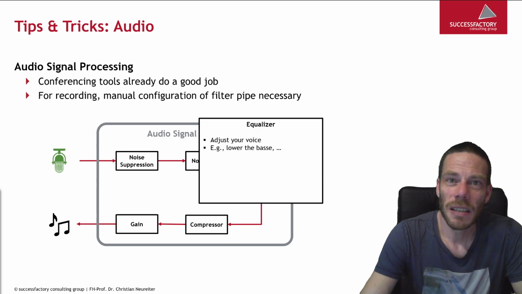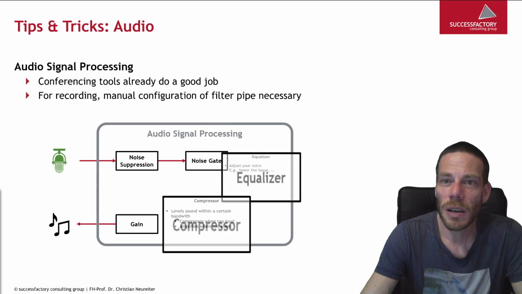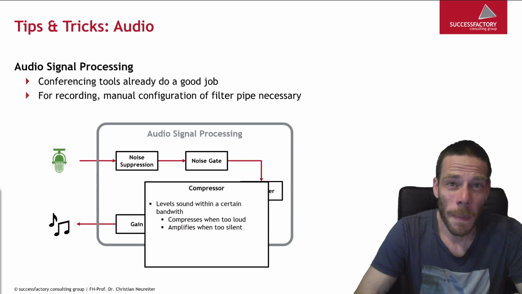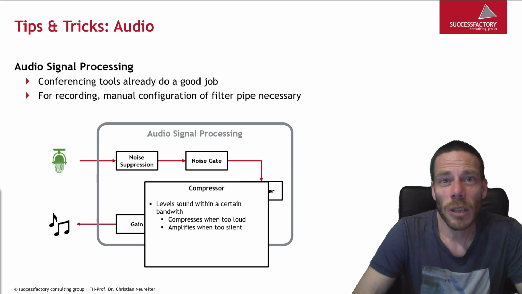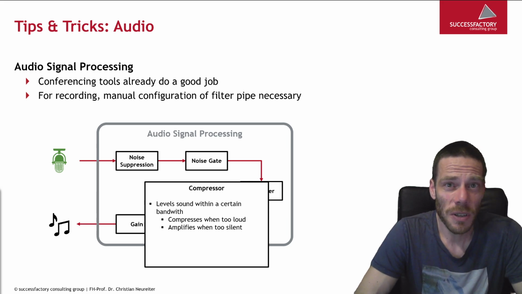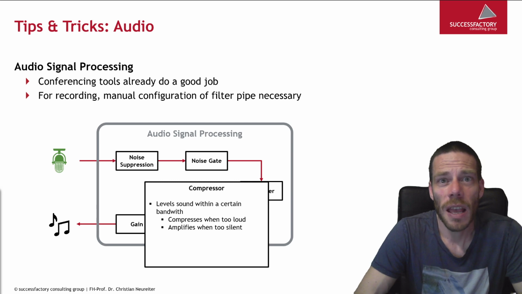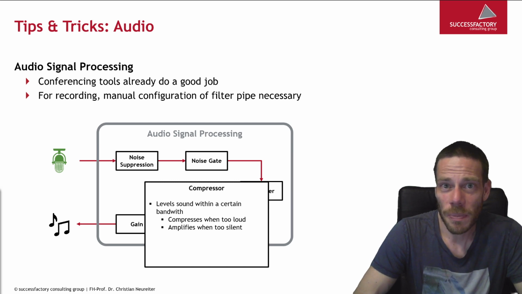Yeah, and after treatment of the different noise and frequency parts of our signal, very often a compressor is used, and this compressor tries to limit the volume of your audio signal and to keep it in a certain bandwidth. So this means if the signal is too loud, it is compressed for a certain bandwidth, and if it's too silent, it can be increased just to keep a constant level of volume here.